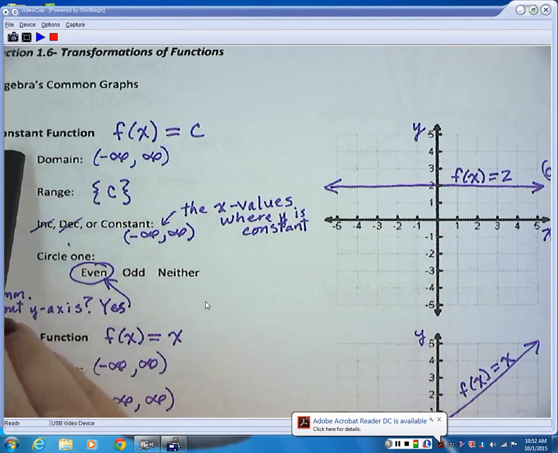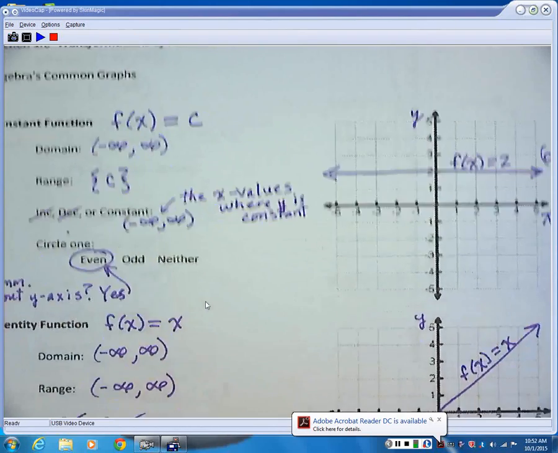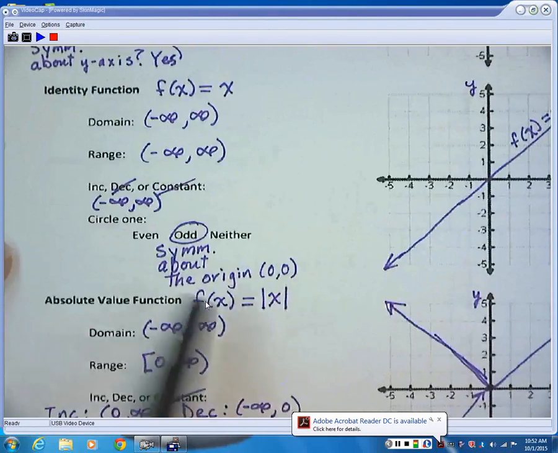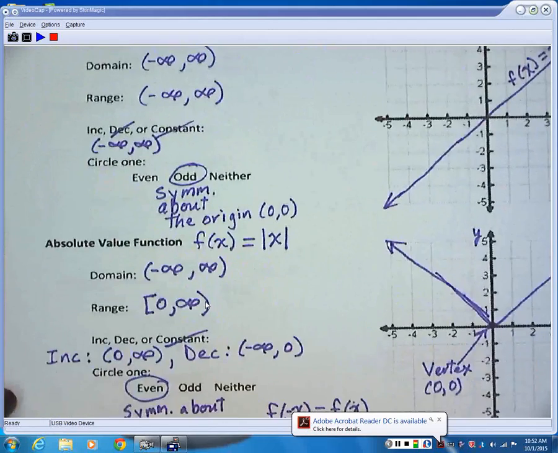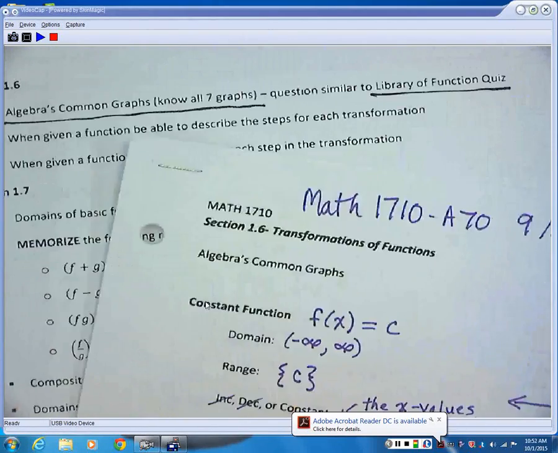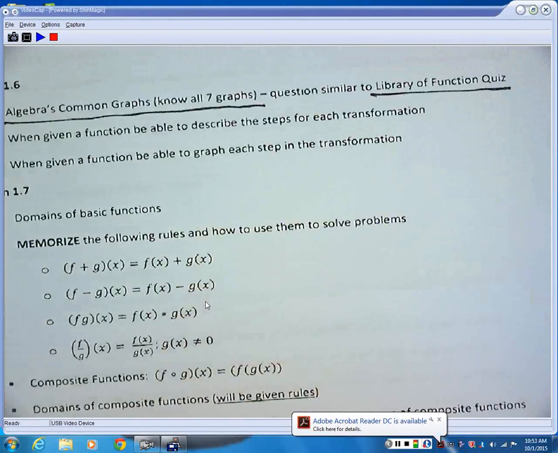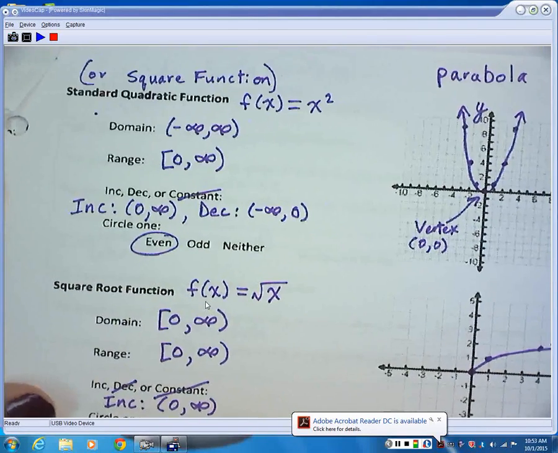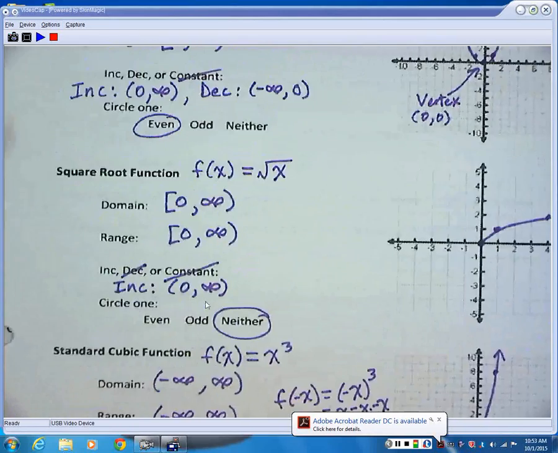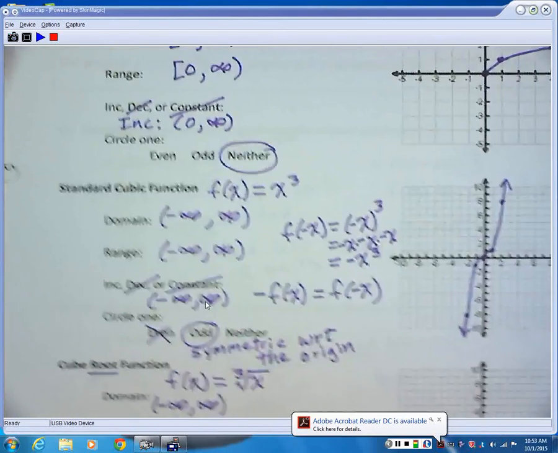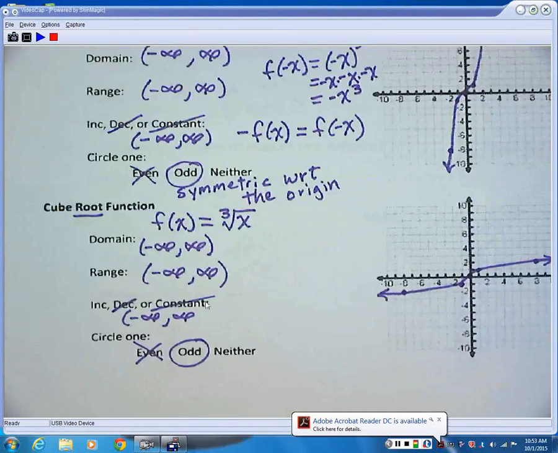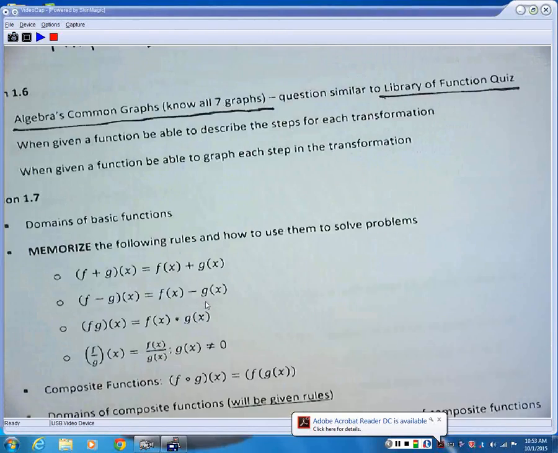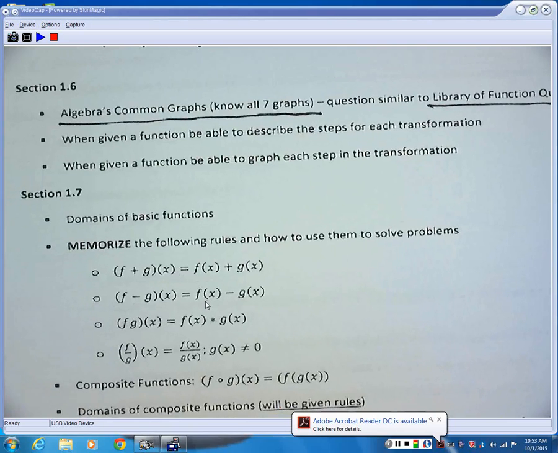You need to know the constant function is f of x equals c. The identity function, you need to be able to do this kind of stuff for each of these functions. Absolute value, is there 7 functions? Or 6? I guess there's 7. We put 4 on the next page: the standard quadratic function, the square root function, and the standard cubic and the cube root. These are posted online already, so you need to know those, memorize that, and then be able to do a similar thing to the Library of Functions quiz.